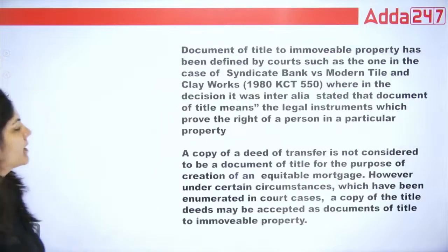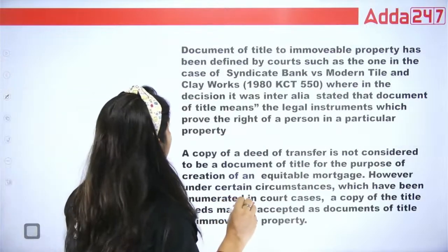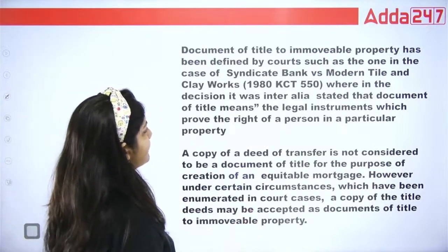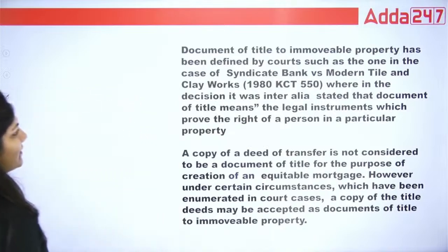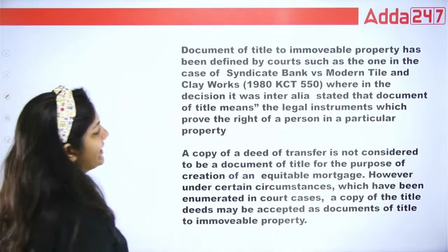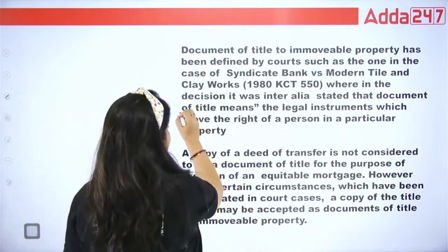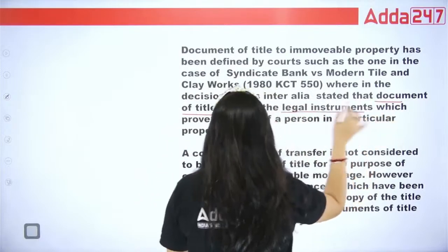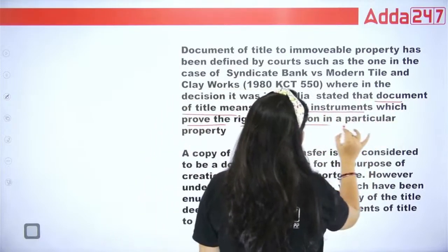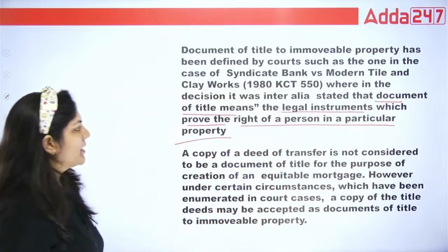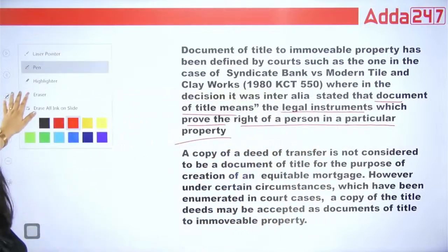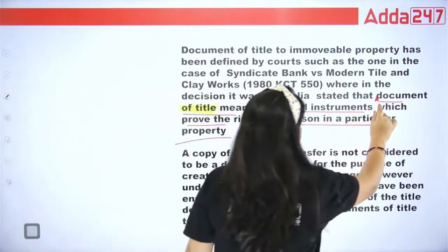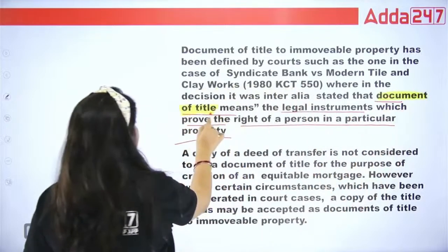Okay. Now, document of title to immovable property has been defined by the court in one of the cases, Syndicate Bank versus Modern Tile and Clay Works, where in the decision it was stated that the document of title means the legal instrument which proves the right of a person in a particular property. This is called the document of title.